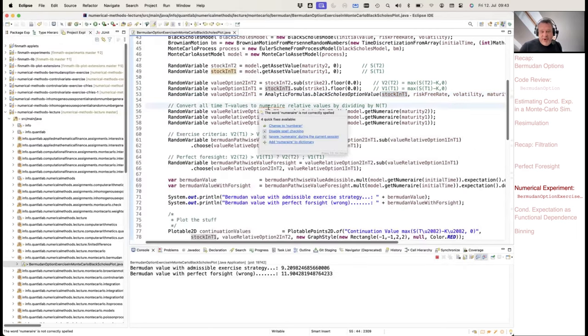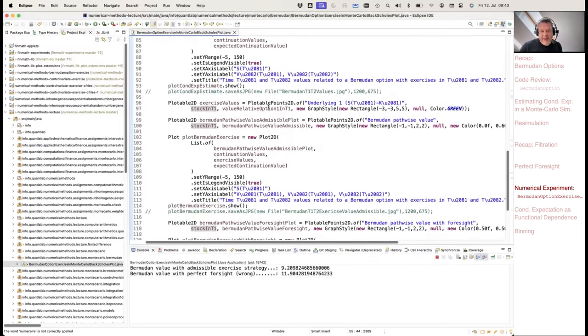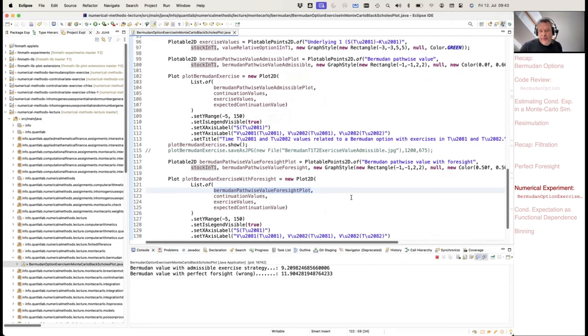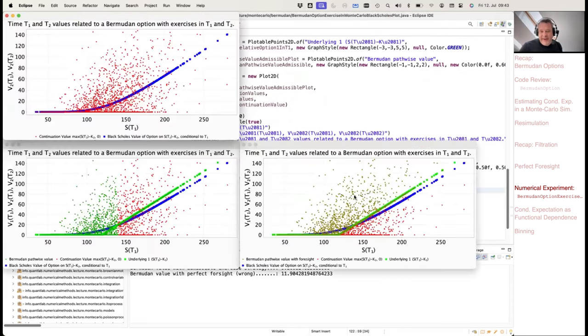And the next plot is what we have if I use perfect foresight. If I use perfect foresight, I'm not creating a vertical line here that splits between left side and right side. I have the split between am I above the green line or am I below the green line? So actually, I use the information where do I end in time T2. If I end up higher, I will continue, so I will not exercise. If I end up lower, I will take the green line, and I will exercise.